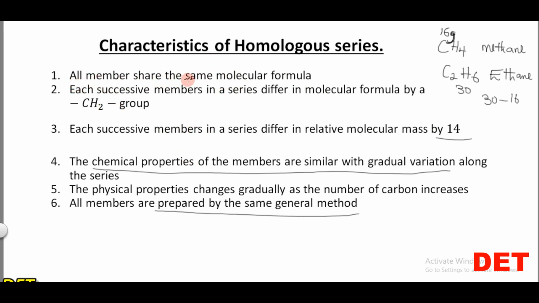So basically we've looked at 5 characteristics of the homologous series. Number 1 is that all members share the same molecular formula. Number 2 is that each successive member in a series differs in molecular formula by a CH2 group. Number 3 is that each successive member differs in relative molecular mass by 14. Number 4 is that the chemical properties of the members are similar with gradual variation along the series. Number 5 is that the physical properties change gradually as the number of carbon increases. Then all members are prepared by the same general method. Alright, so next we're going to look at functional group.